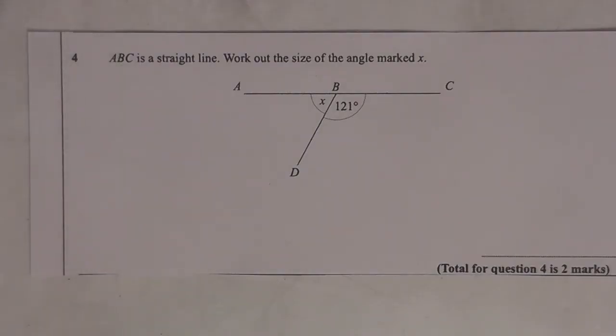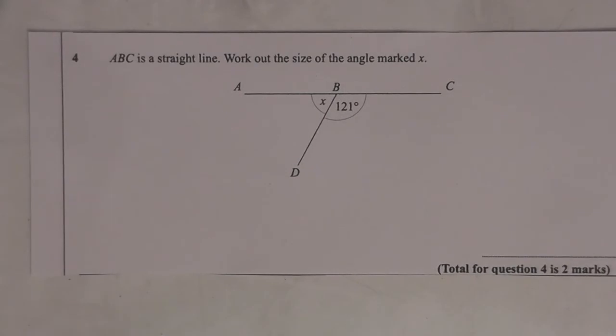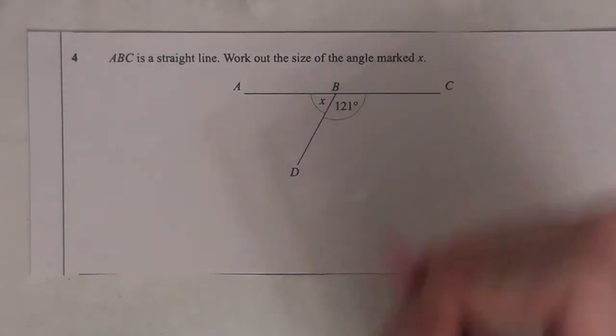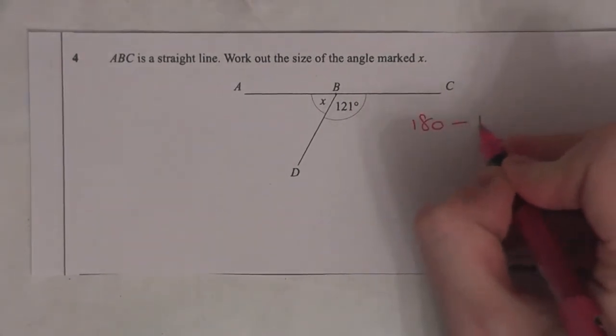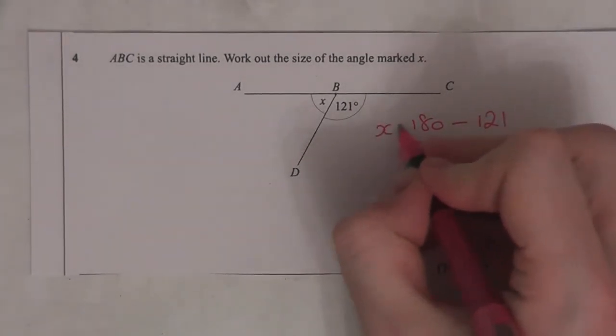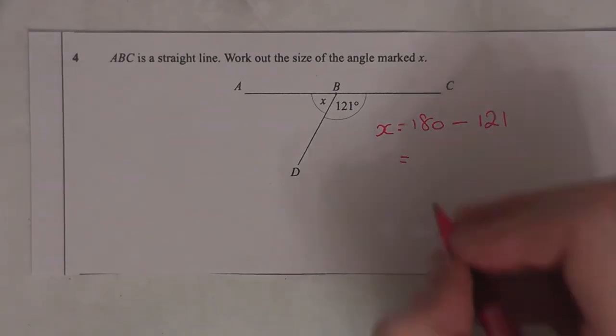ABC is a straight line. Work out the size of the angle marked X. So A to B to C does make up a straight line. We've got two angles. We've got an angle here of 121 degrees and we've got an angle here marked X. We need to work out the value of X. Well, this is exactly what we've just seen. We've got two angles. They meet at a particular point, the point B, on the straight line. So to work out the size of X, we're going to do 180 take away the 121. That's equal to the value of X. 180 take away 121 is 59 degrees.